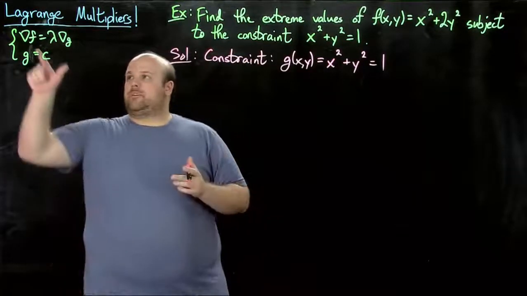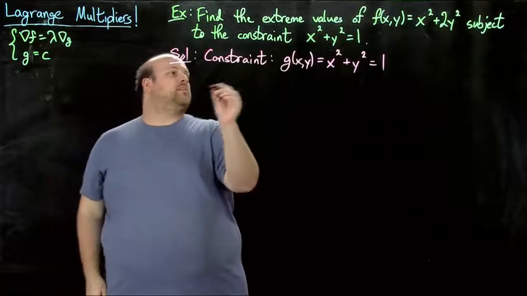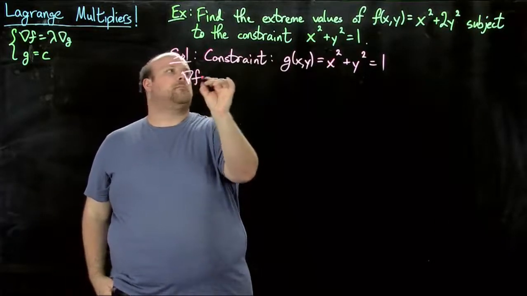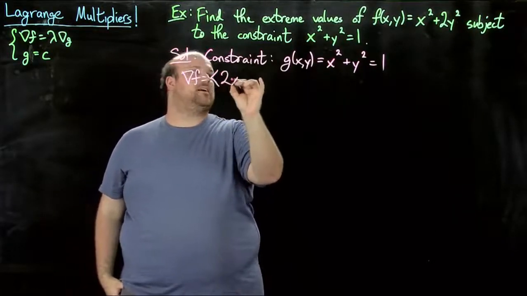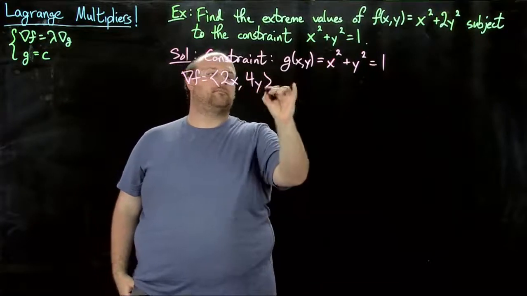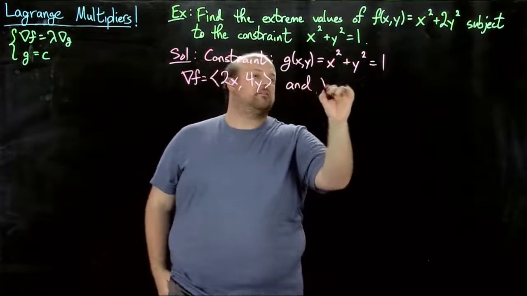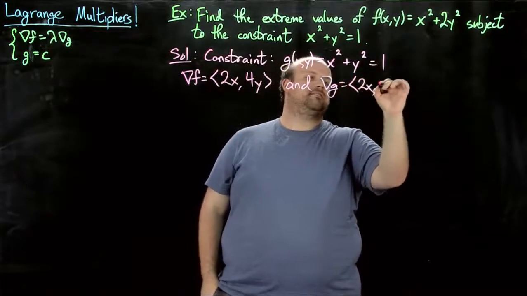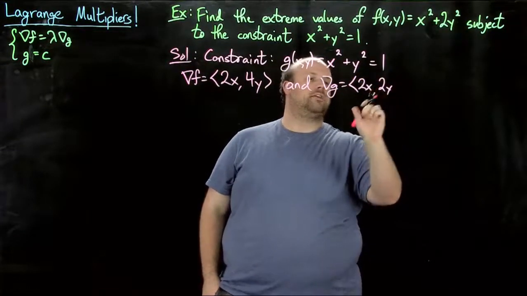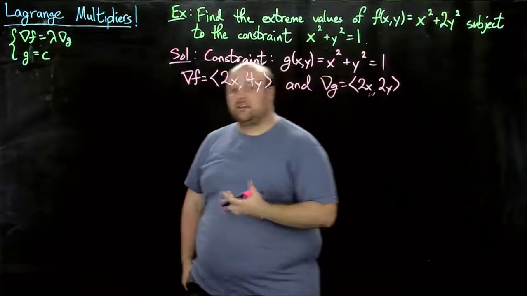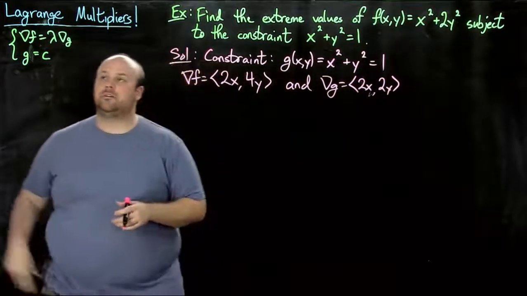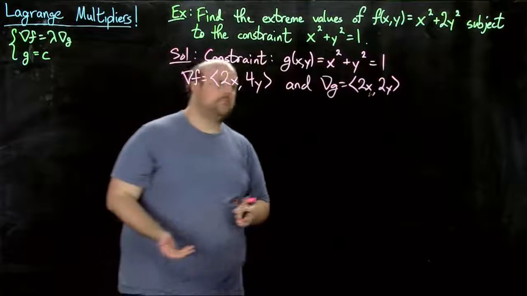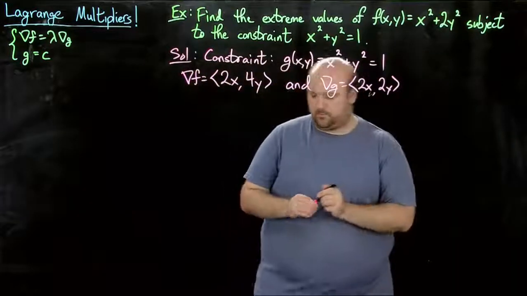All right, so now we need the gradients of f and g. So the gradient of f, well, that's just (2x, 4y). Right? And the gradient of g, well, that one's even easier, just (2x, 2y). Okay? So now what we need to do is set up the Lagrange multiplier system. So we'll do that over here on the side.